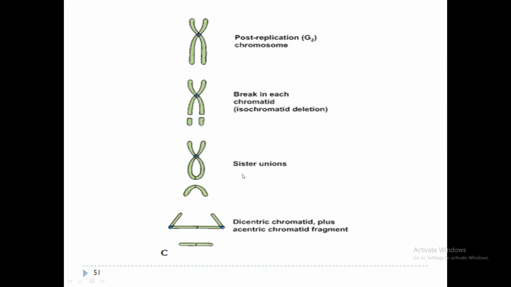And then what happens during telophase, when the centromeres are pulling apart towards the poles of the cell, a structure like this will be formed. Both the centromeres have moved to opposite poles, but they are unable to separate from one another due to this union, and this acentric fragment remains as it is. So this is a dicentric chromatid plus an acentric chromatid fragment.